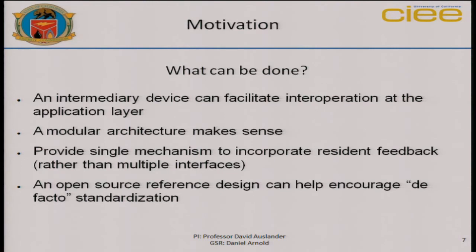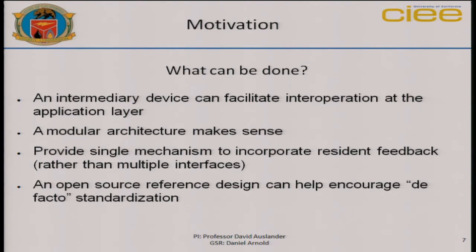What can be done to remedy the situation? Well, some sort of intermediary device could theoretically facilitate the interoperation at the application layer between these different standards. A modular architecture seems like a good idea. You can plug and play different elements without compromising the integrity of the system as a whole.